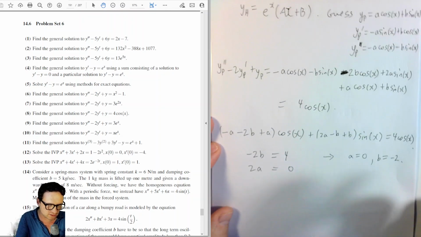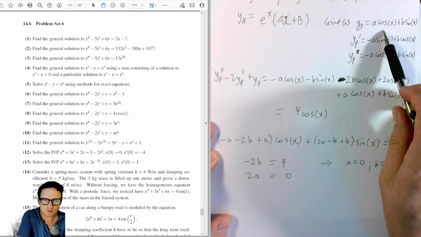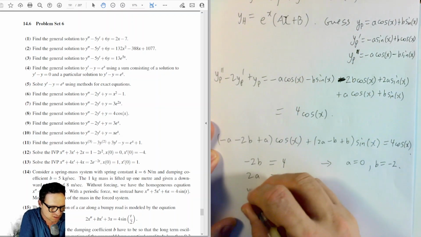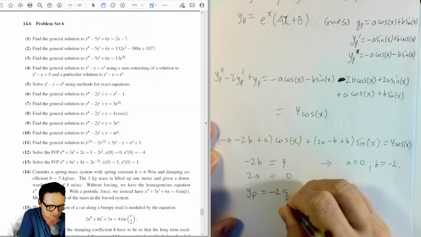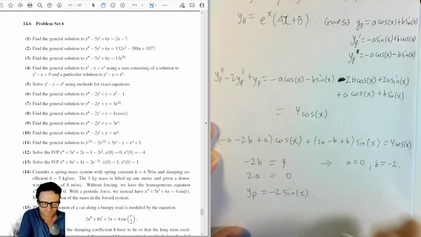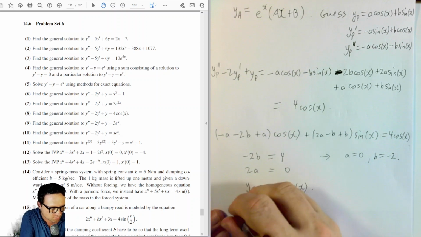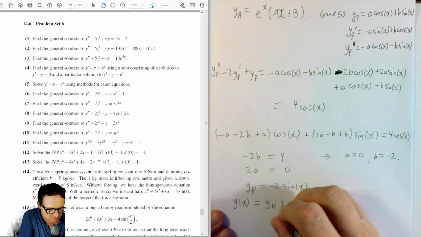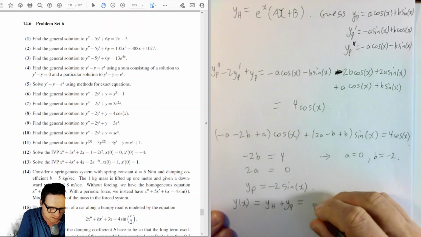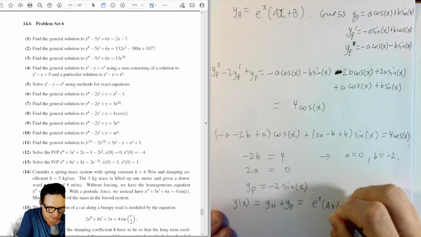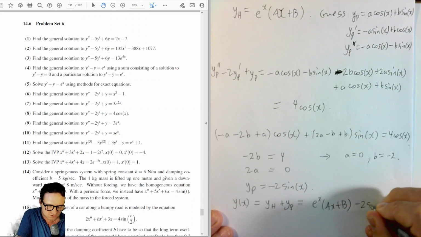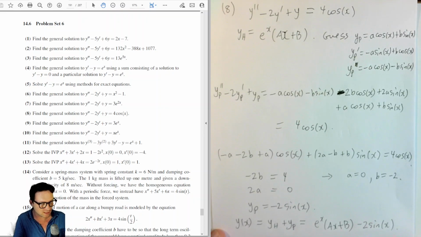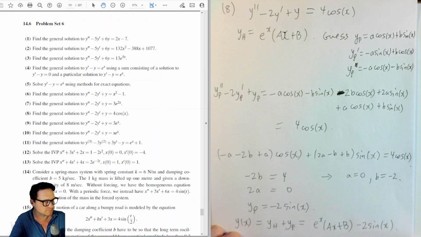Okay, so now let's have a look at our guess. With a equals 0, we just have minus 2 sine of x. So yp equals minus 2 sine of x. And so now we can write y. Our general solution is y homogeneous plus y particular, which is e to the x (ax plus b), and then minus 2 sine of x. Okay, great. Let's move on to question 9.